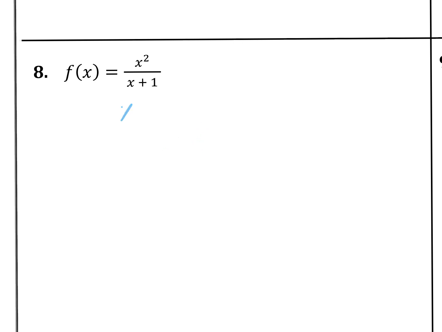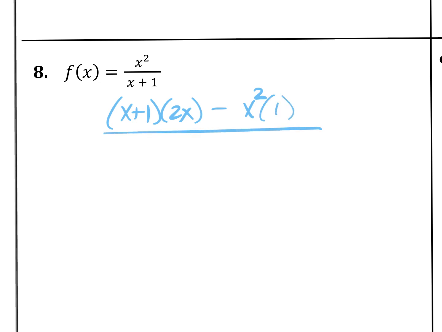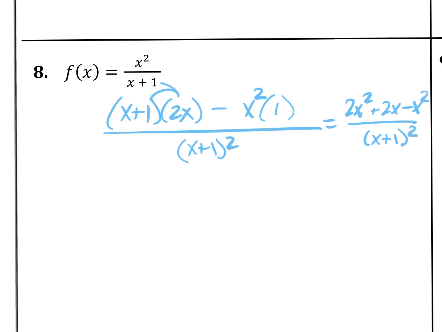Okay, so the bottom times the derivative of the top minus the top times the derivative of the bottom. So then you get 2x squared plus 2x minus x squared. Wait, where did you get the plus 2x? Distribute that. Did you forget to distribute? Yeah, I only distributed it to x. Yeah, gotta do it to both parts.